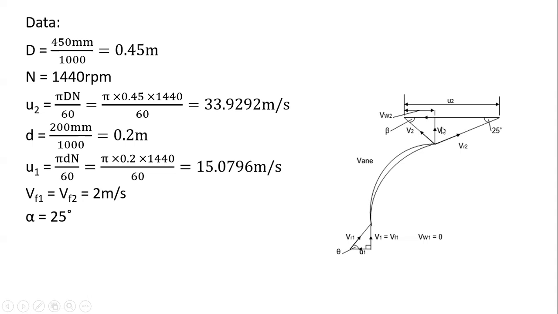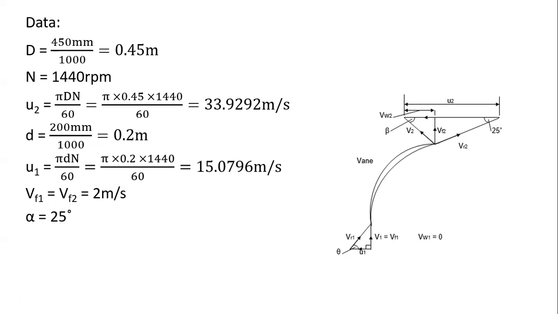Because V2, we don't know it. What we do have is VF2. VF2 is the same as VF1. So we say VF2 over VW2 gives tan beta, this one here in the corner. To get it, you need the velocity of flow on exit divided by the velocity of wheel on exit. VF2 divided by VW2 gives you tan beta. So VW2 we do not have, but VF2 we have.